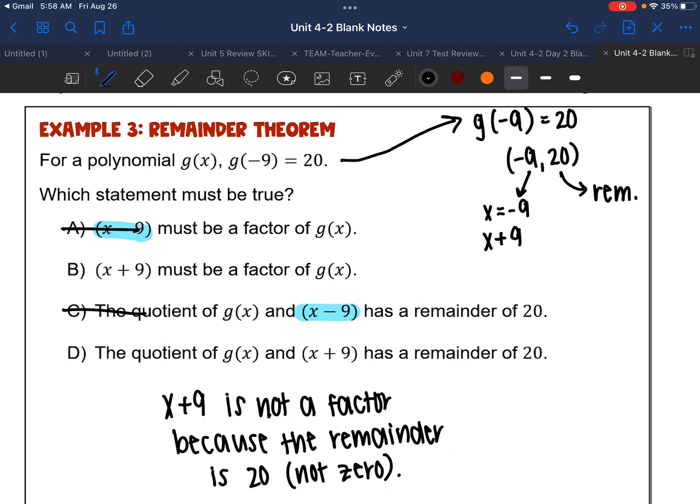Now, looking at the other two answer choices, we can see that answer choice B would be false because it says it must be a factor. And we said it's not a factor because the remainder is 20, not 0. So D would be the correct one. And D reads, the quotient of g of x and x plus 9 has a remainder of 20.